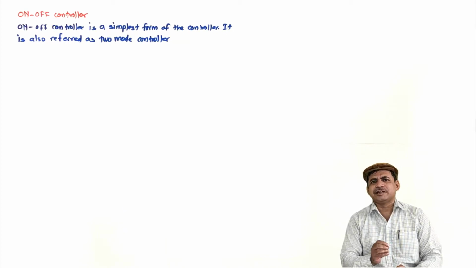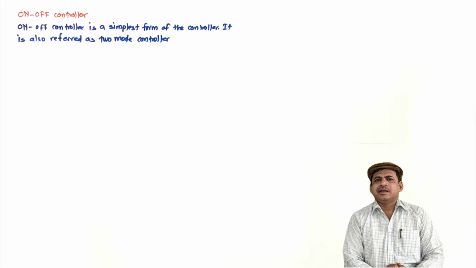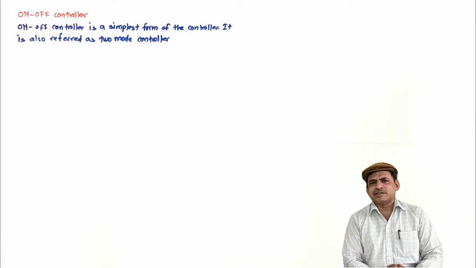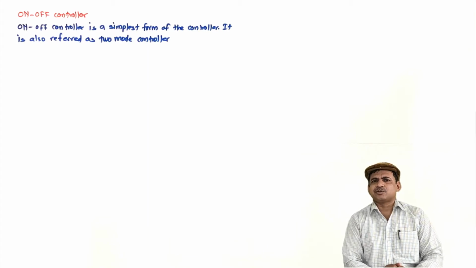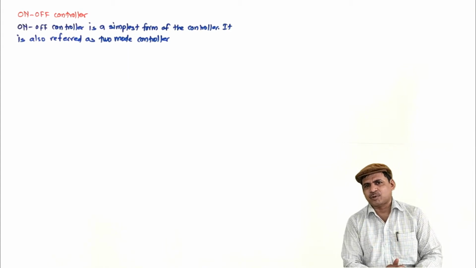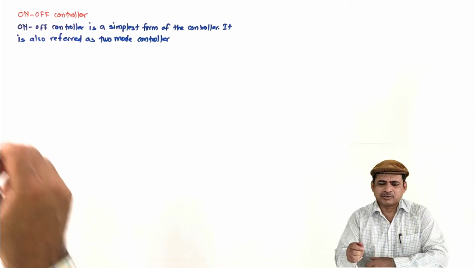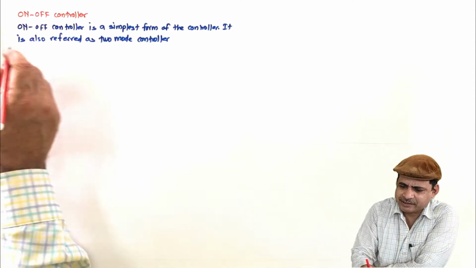The advantage is only that it is the simplest form, and we are learning it because it is the very basic controller, and also it is useful in the cheapest circuits, like a thermostat, which is an example of an on-off controller. So let us begin with its characteristics.